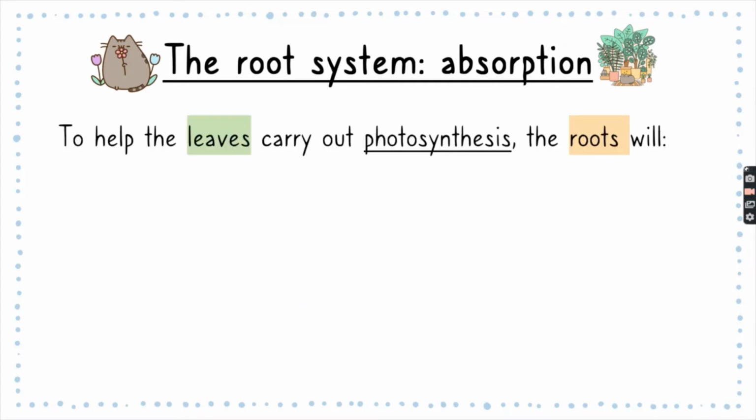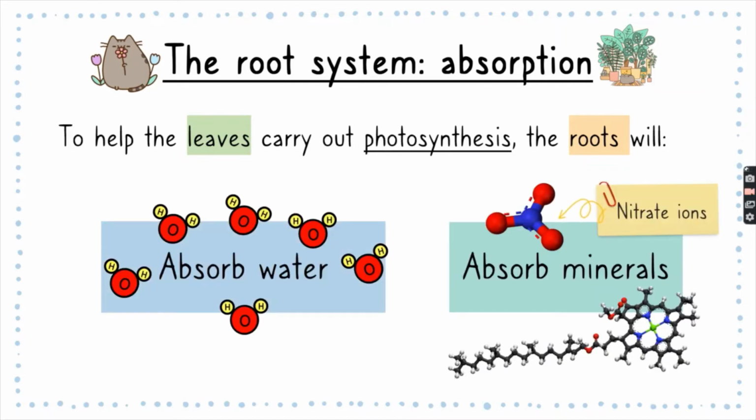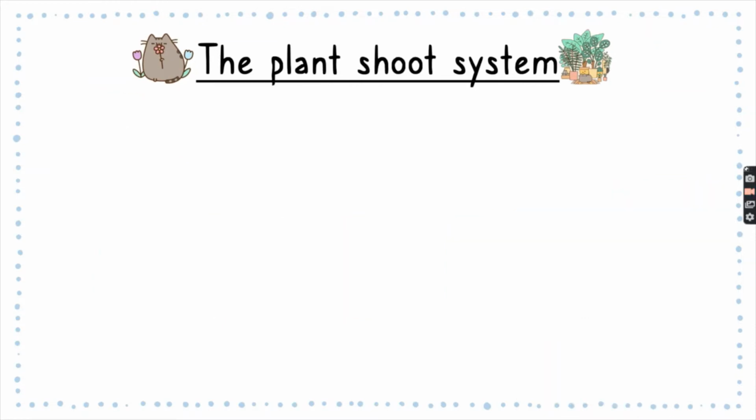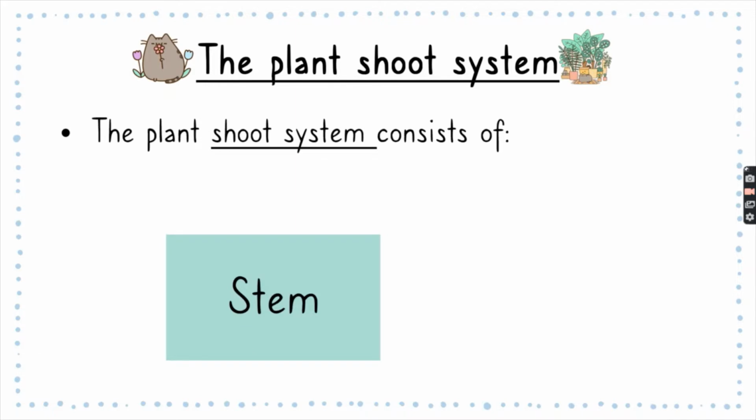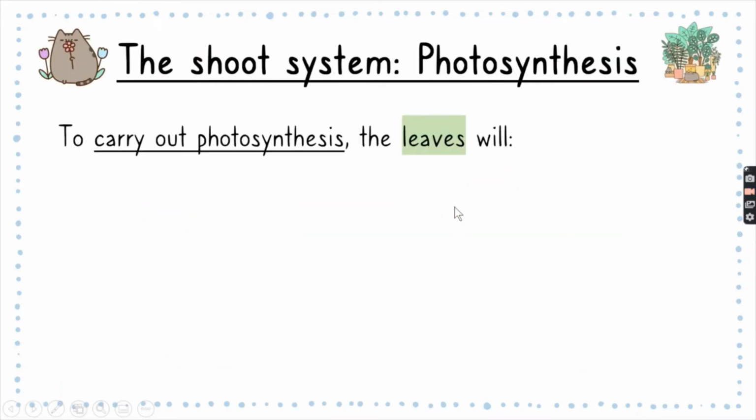And so the root system has a main function of absorbing minerals and water. This is actually to help the leaves carry out photosynthesis. They are going to absorb water and also minerals like nitrate ions and magnesium ions. The plant shoot system consists of the stem and the leaves. And as you can see here, the stem is the one that helps to carry these minerals like magnesium ions and proteins and even water to the leaves.